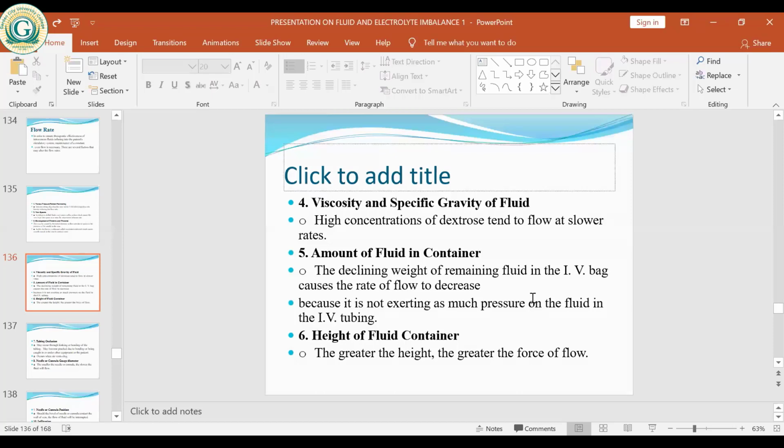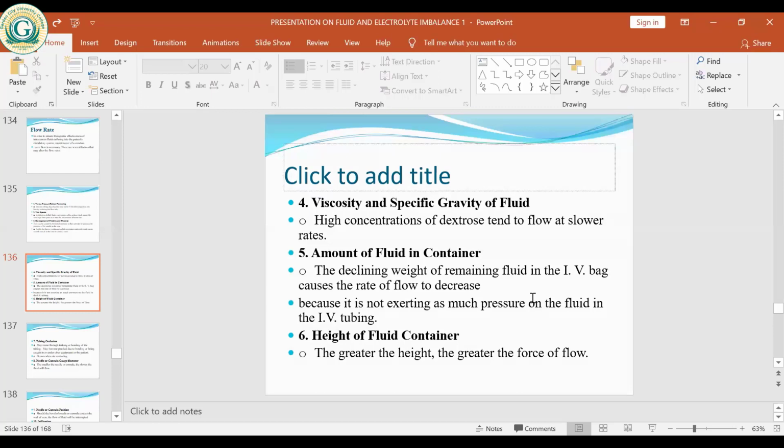High concentrations of dextrose and other infusions or transfusion blood tend to flow at a slower rate. But when you are infusing, for example, normal saline, the infusion is almost the same as the body fluids. It can run without necessarily any problem from the patient. But once you are transfusing a very viscous fluid, it slows down the flow rate. So it's a factor that affects the flow rate.